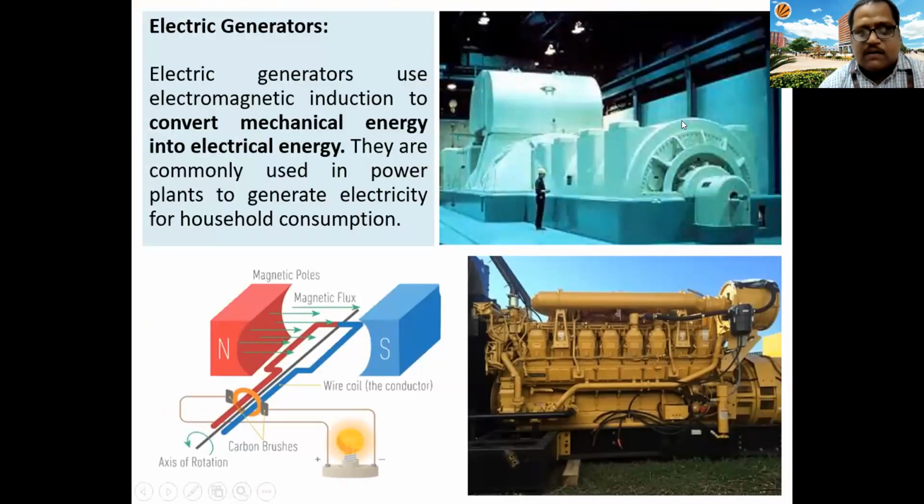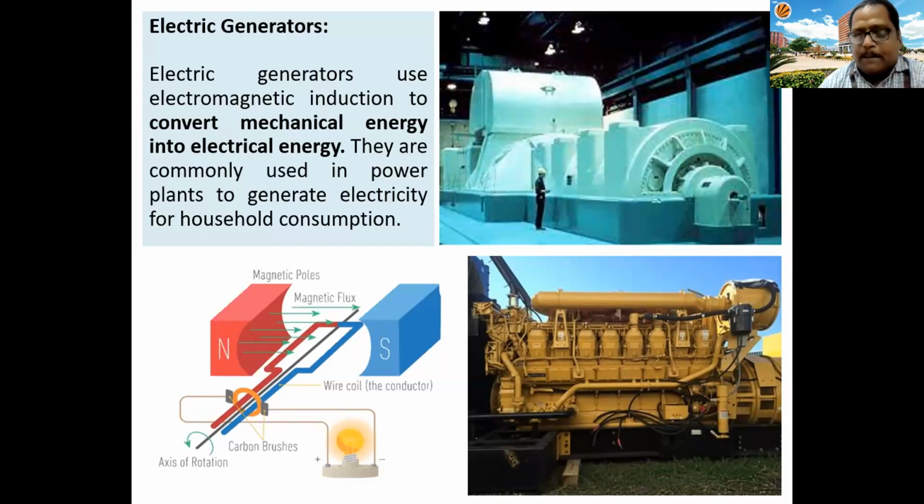Here, this is the next device, which is the electrical generator. As I told you previously also, we cannot think of electricity if we don't have this concept, Faraday's law of electromagnetic induction. So a generator uses the concept of electromagnetic induction to convert a particular amount of mechanical energy into electrical energy.